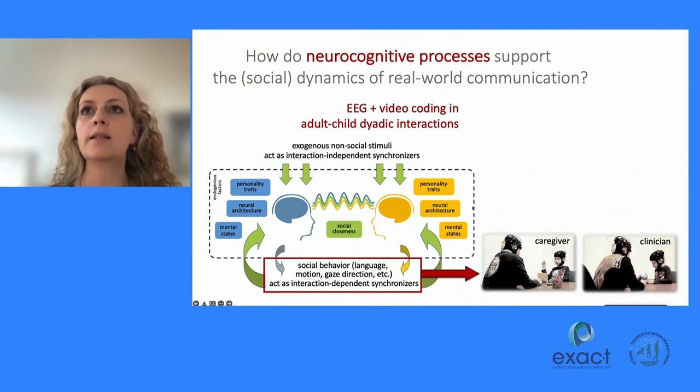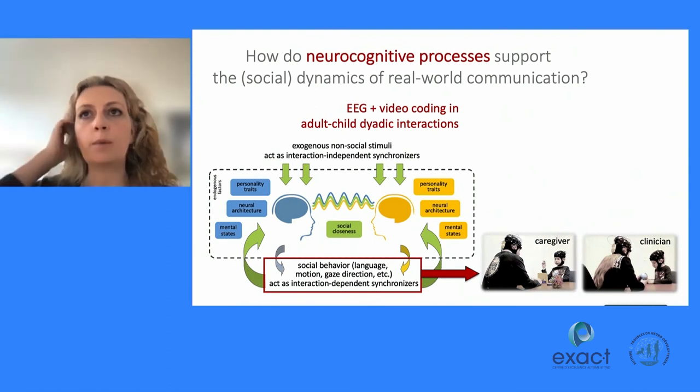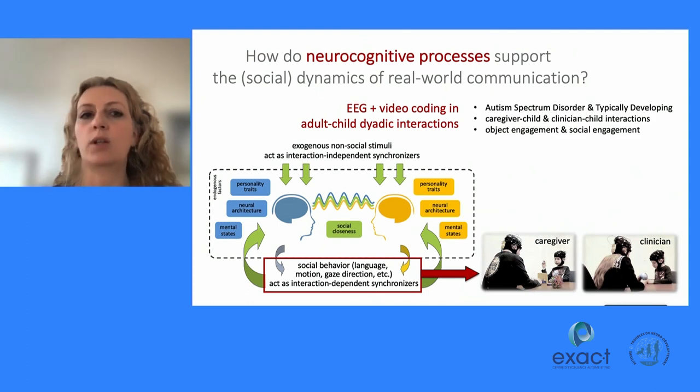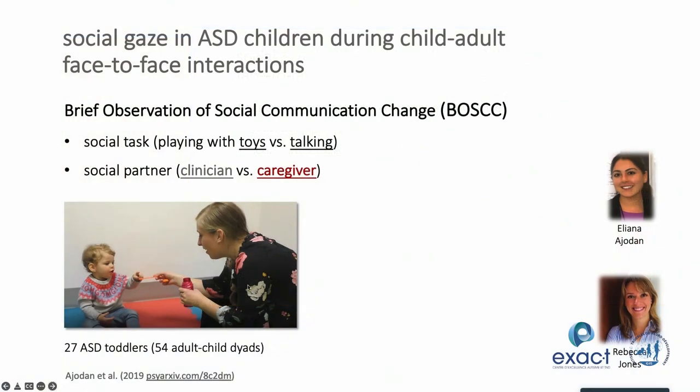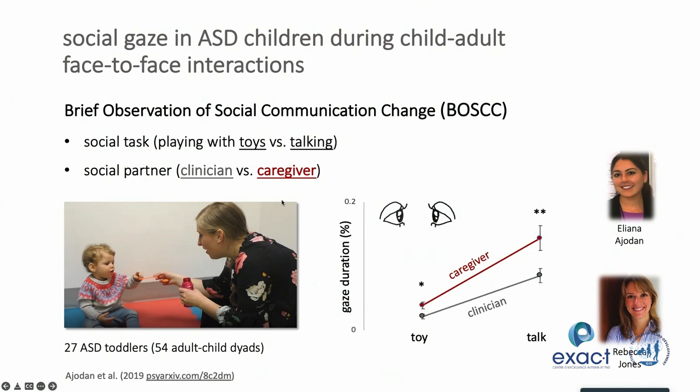So in our case, what we did is we recorded EEG and videos from adult-child dyadic interactions for kids who did or did not have an autistic diagnosis as they interacted with their caregiver or with a clinician, and there was either a toy or there wasn't a toy present. So in one study, for example, with 54 adult-child dyads, we did the BOSC, the brief observation of social communication change. So I want to highlight that I was not the person who conducted this study in this kind of design that I just described. And so we saw that there was a main effect where there was more mutual gaze when kids interacted face-to-face talking than when there was a toy present.